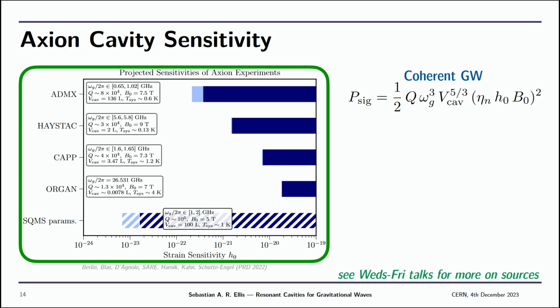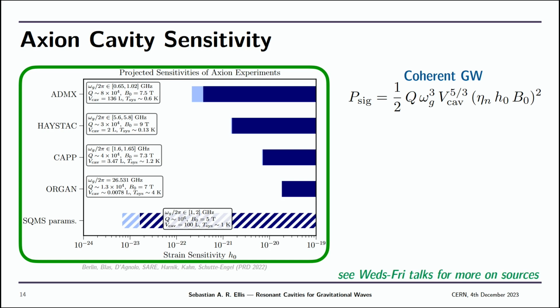So just to flash what the possible sensitivity is of existing axion haloscopes, as well as a planned haloscope at FNAL's SQMS, you can see that the strain sensitivity is of the order of somewhere between 10 to the minus 22 to 10 to the minus 20 for different experiments, assuming a coherent gravitational wave, for which the power deposited in the cavity is given by that expression there.